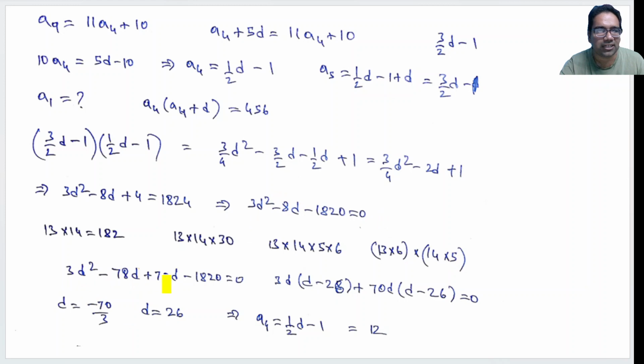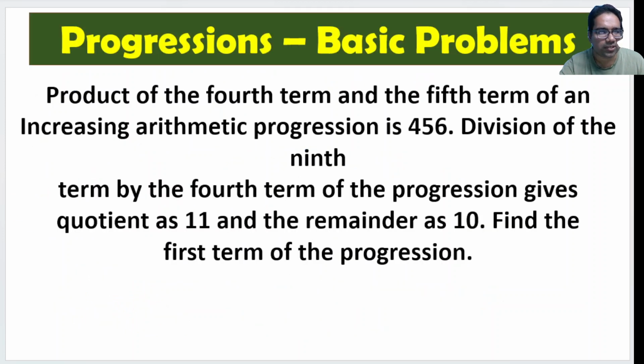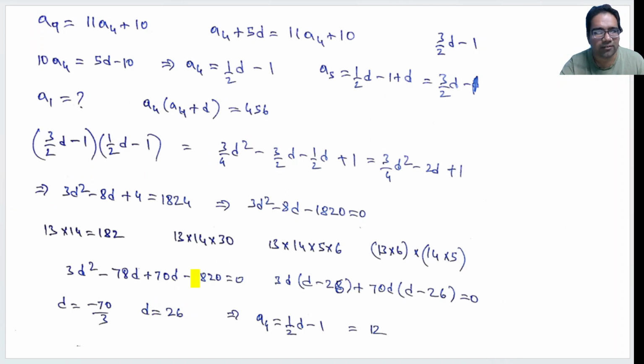3D square minus 78D plus 70D minus 1820 is equal to 0. 3D times D minus 26 plus 70 times D minus 26. But 26 is 13 times 2, right? So then what will it become? 3D plus 70 into D minus 26 equals 0. D is either minus 70 by 3 or D equals 26. Here the question is about an increasing arithmetic progression, so D should be positive. So then what is our A4? A4 is half D minus 1, which is half of 26, which is 13, minus 1, which is 12.